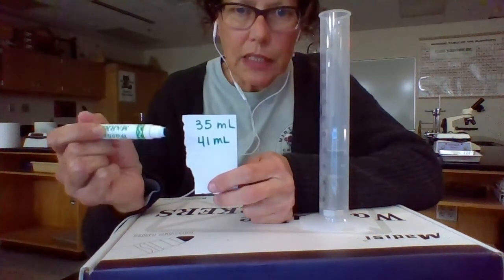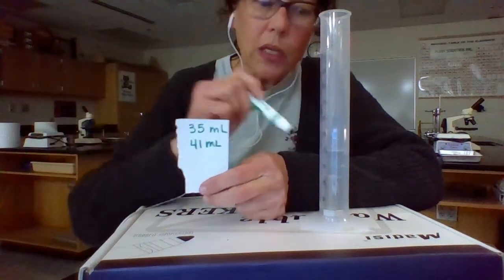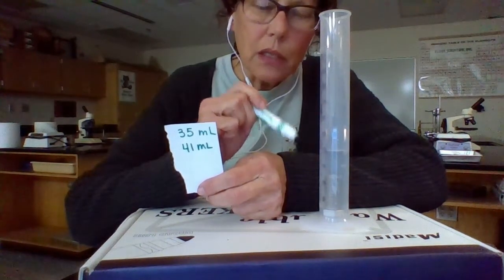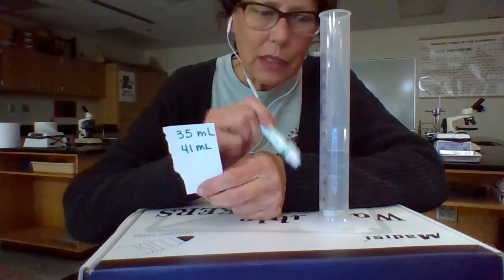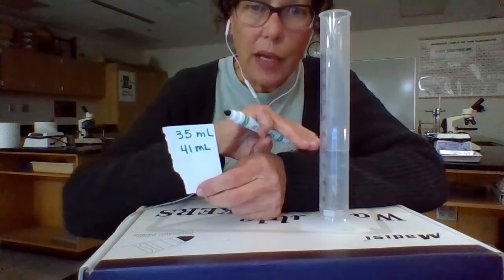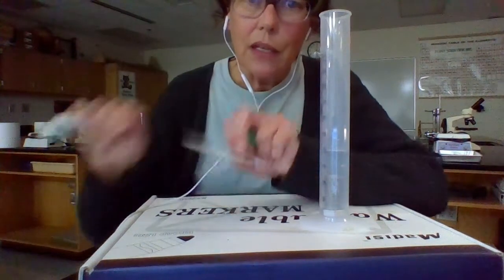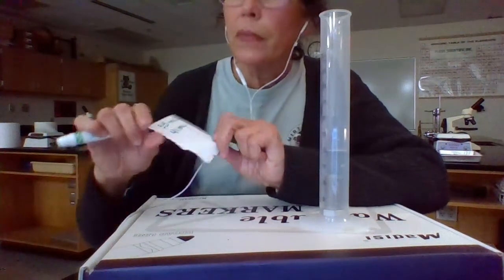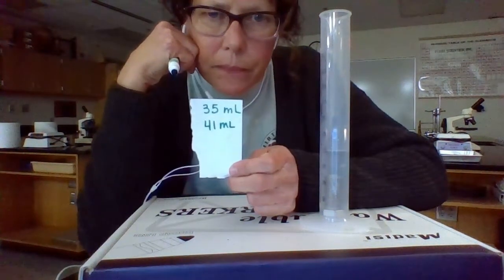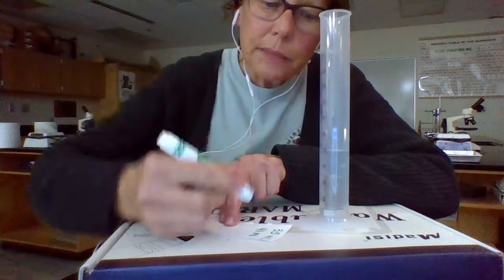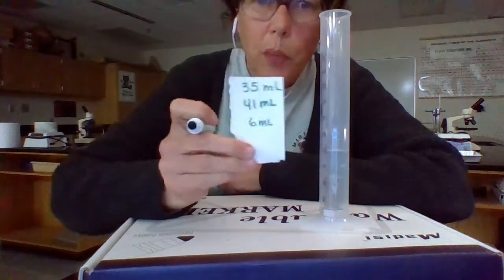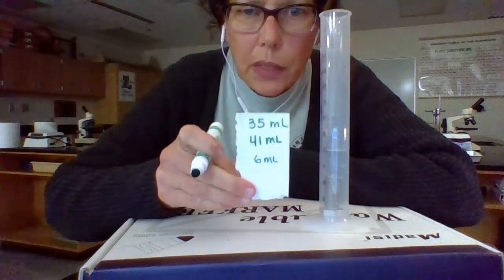So if we can find the difference between these two numbers, we know the volume of that bolt, because the space it takes up is the space it's taking up in the water. So the amount that the water rises represents exactly the volume of that bolt. And so 41 minus 35 is how many milliliters? It's 6 milliliters. So the volume of my bolt is 6 milliliters.